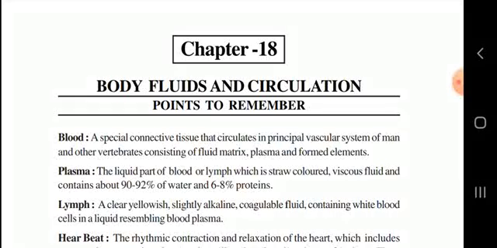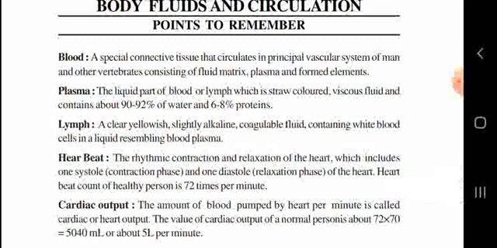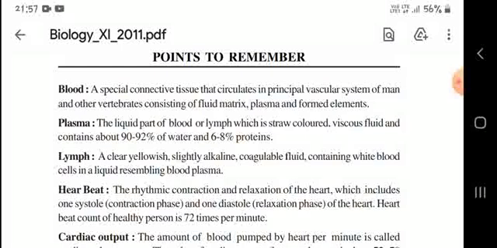Six to 8% of the plasma is protein. And lymph is a clear yellowish, slightly alkaline, coagulable fluid containing white blood cells in a liquid resembling blood plasma. So this was about blood, plasma and lymph.